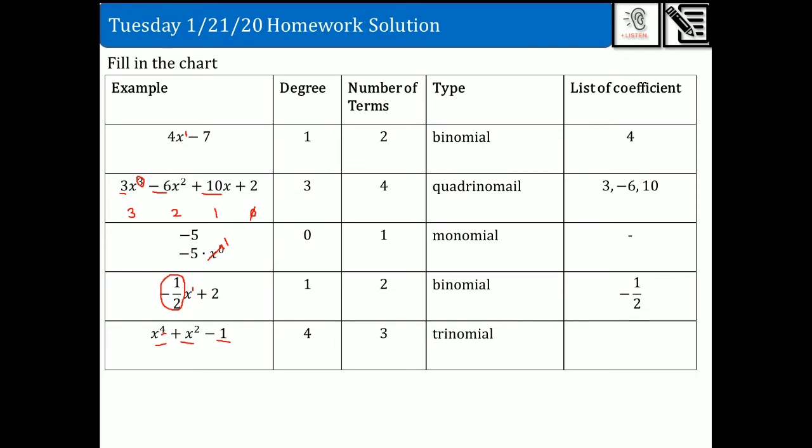What are the coefficients? So we just look at what is in front. Here, there's actually a number 1 in front. Here, there's actually a number 1 in front. We just don't write it though. So it would just be 1 and 1. Okay?